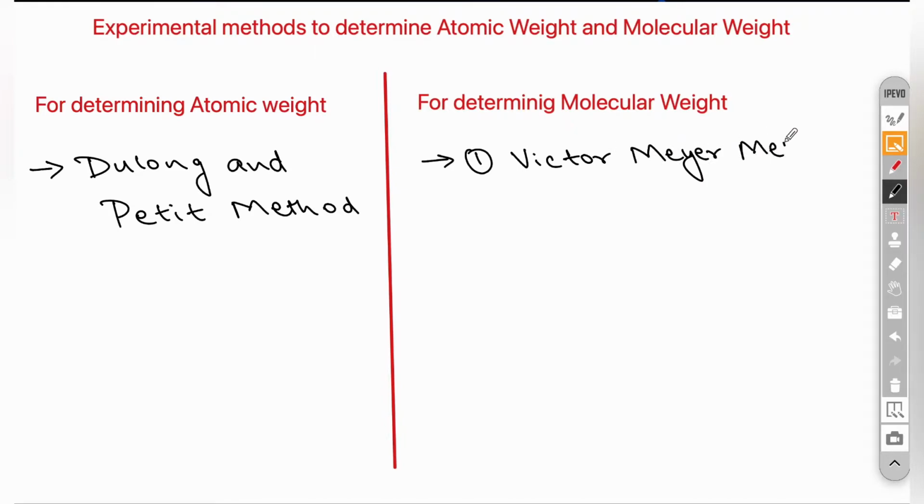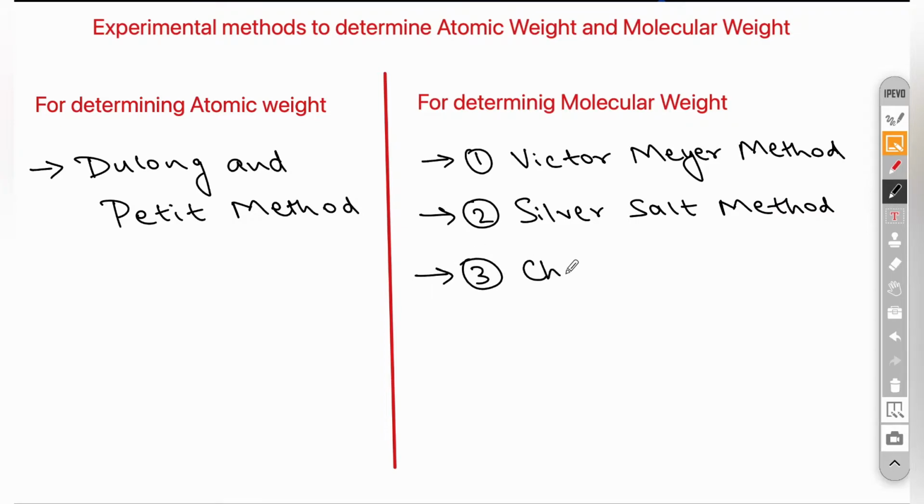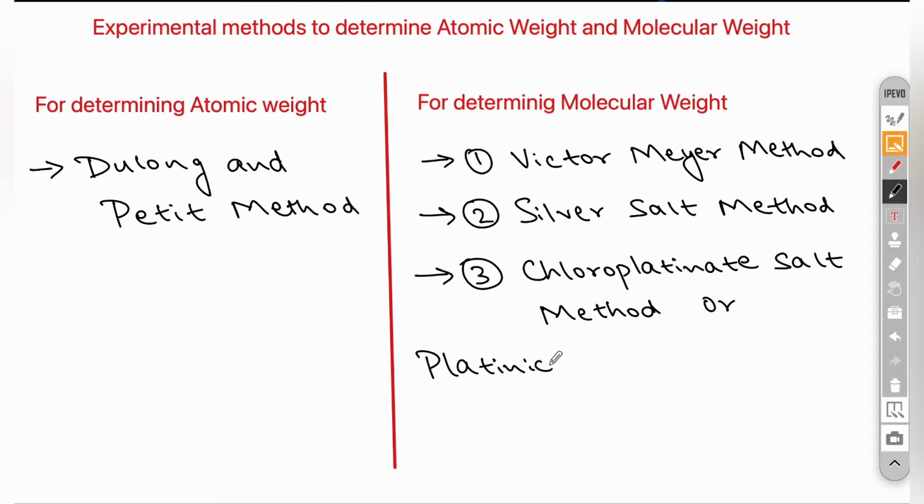First one is called Victor-Meyer method, second one is called silver salt method, and third one is called chloroplatinate salt method, or platinic chloride method. So these are the methods which we will discuss further. So first of all we will discuss experimental method to determine atomic weight.